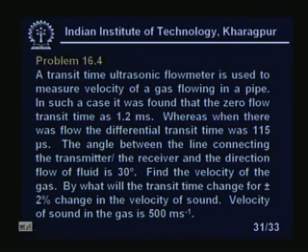The angle between the line connecting the transmitter and the receiver and the direction of flow of the fluid is 30 degree. Find the velocity of the gas, and by what percentage will the transit time change for plus minus 2% change in the velocity of the sound. Velocity of the sound in the gas is 500 meter per second. So, this is our problem. So, this obviously is very familiar.